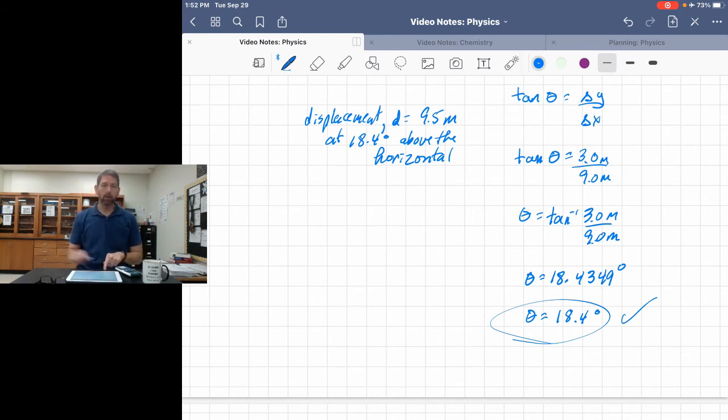This bird is now 9.5 meters away from its starting point. That's its displacement. If it started here, there's the initial, there's the final. It is 9.5 meters away, and it's at an angle theta of 18.4 degrees above the horizontal, so above the x component, in other words, the ground. It's above the ground.